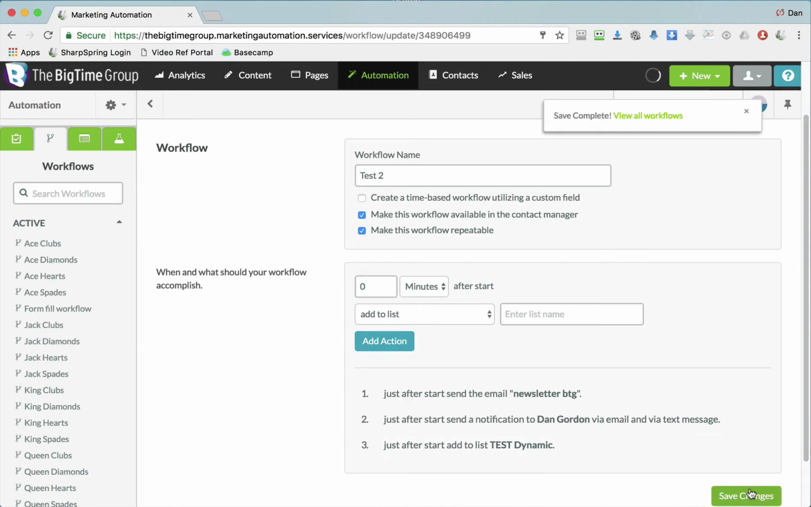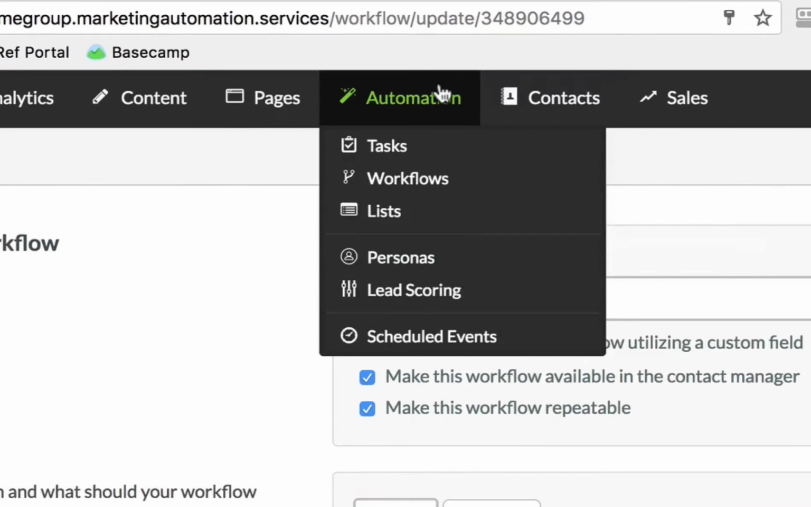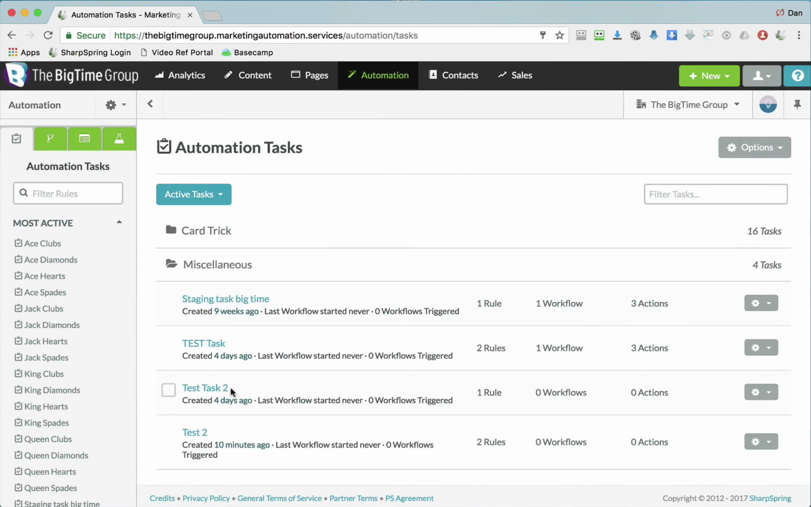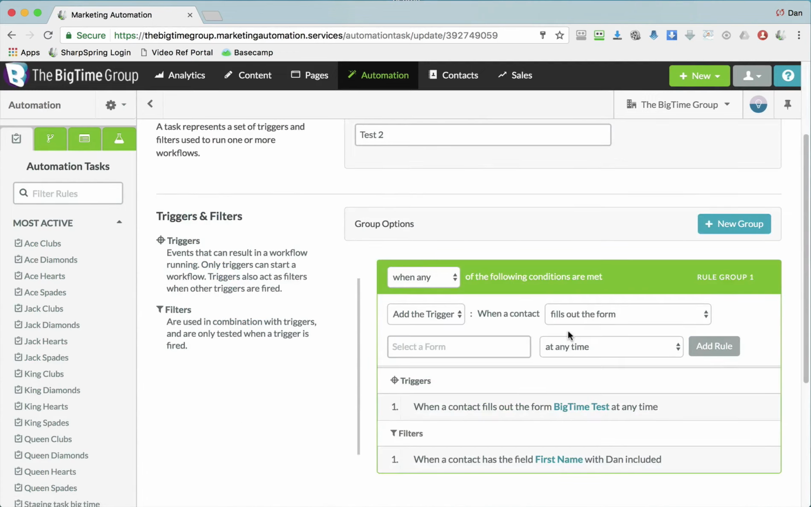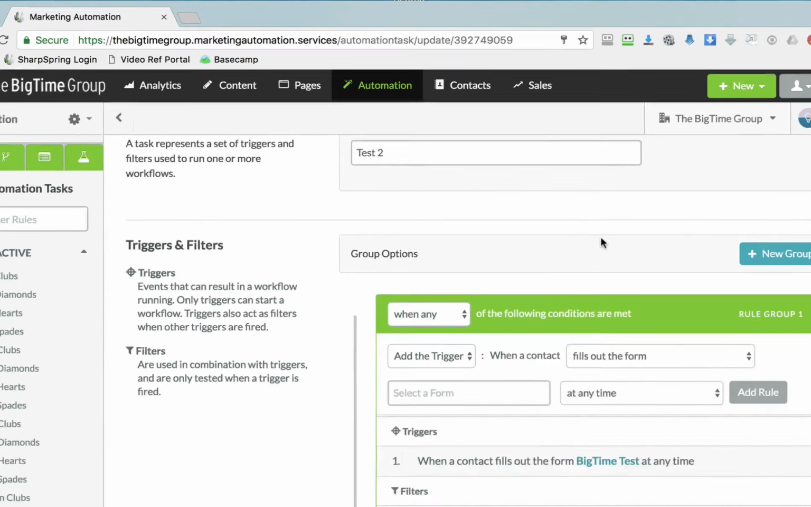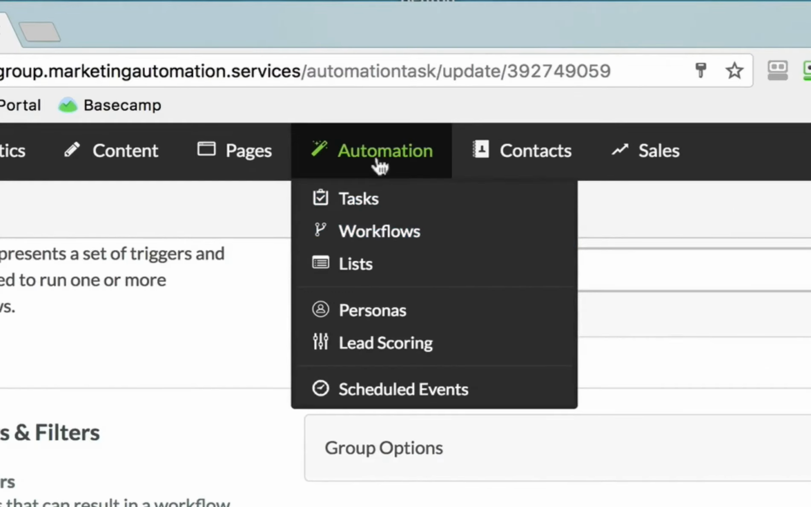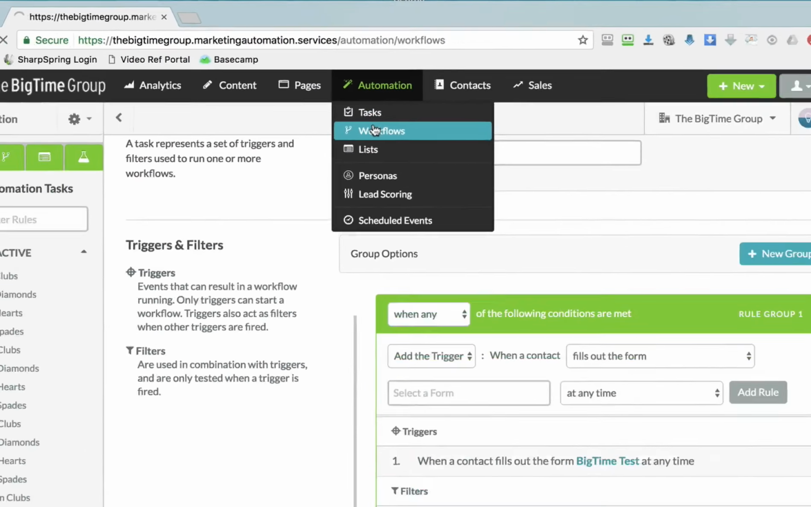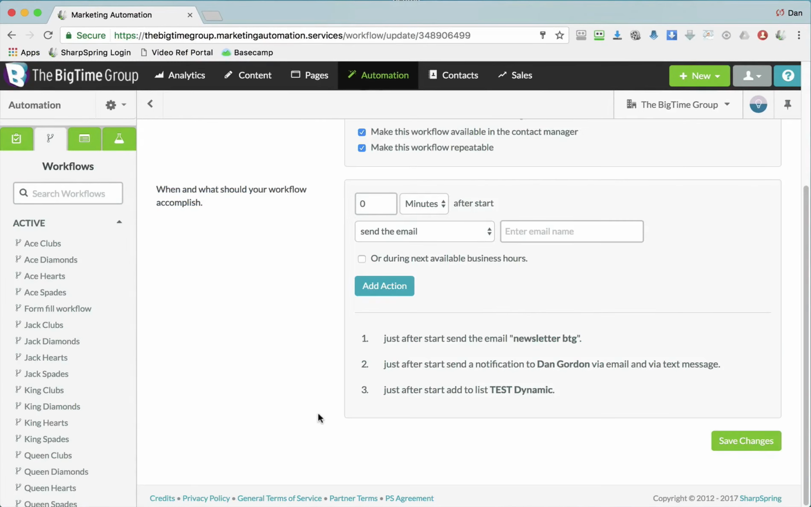Save changes. Now, if we want to look at this, we can just go back under automation, go to tasks, and there it is, test 2. Click on that and it takes us right back to the triggers. If we want to see the workflow, go up to automation and click workflow, and there's test 2, the workflow that we just created. We can very simply add more pieces to the workflow. So bottom line, you set up a trigger, someone completes the trigger, and it activates the workflow.